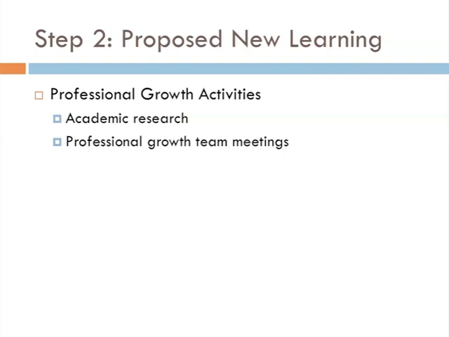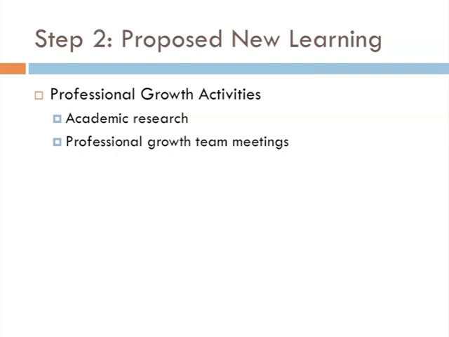The next part of step 2 dealt with professional growth activities. There were 2 main things that I did in terms of my professional growth activities. The first one is to conduct some academic research, to read articles and a book about the topic of assessing writing, and in particular assessing the 5-paragraph essay. And then the second part had to do with a series of professional growth team meetings that I had at my school that allowed me to clarify my goals.